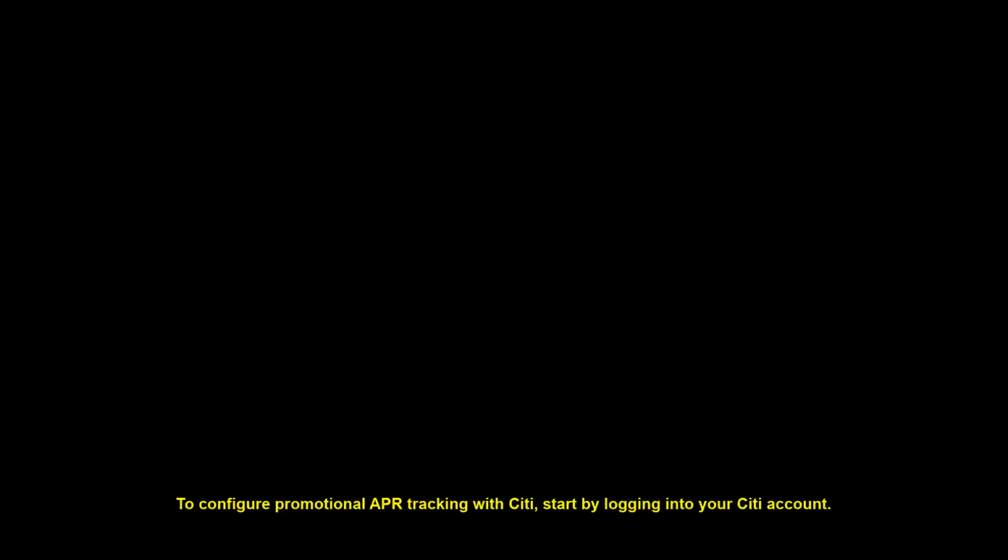To configure promotional APR tracking with Citi, start by logging into your Citi account. Once you're logged in, navigate to the account summary page. Look for the section that displays your current balances and transactions. Find the promotional APR offers listed under your account details.